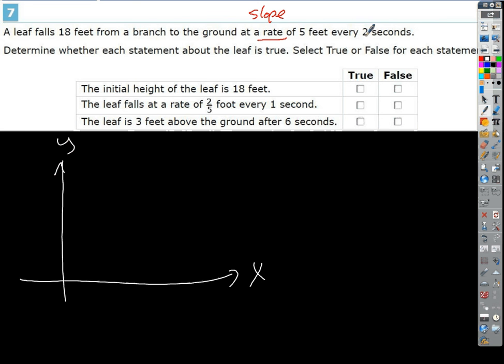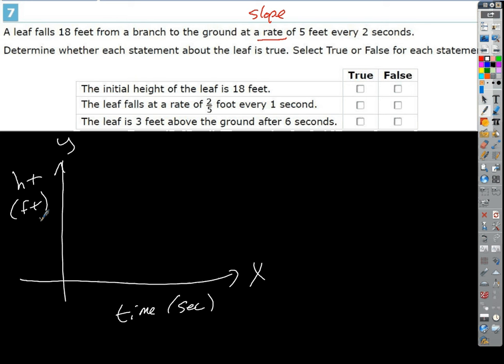So what's maybe the other quantity? Time. Okay. So which one's going to go on the y-axis? Height, because time always goes on the x-axis, doesn't it? If time is one of the quantities, it always goes on the x-axis. So x is going to be time in seconds, and y is going to be height in feet. Just knowing that is really helpful, right?